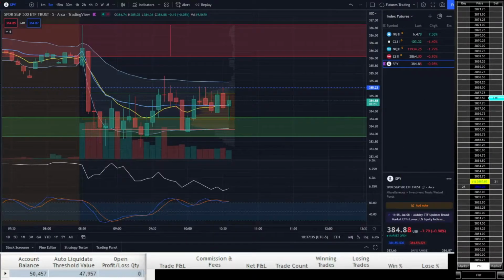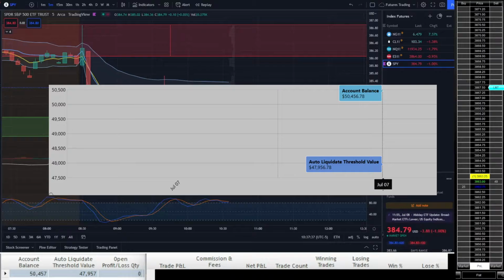So I wanted to quickly show this account balance page, and I'll be doing this at the beginning of all videos going forward. Basically, we grew the account to 50,457 after the first day of trading, which moved our auto liquidate threshold to 47,957. If the account ever drops below this figure, the account will be automatically closed, so we have a $2,500 buffer. You can keep track of the account value and auto liquidate threshold here on the bottom left of the screen.